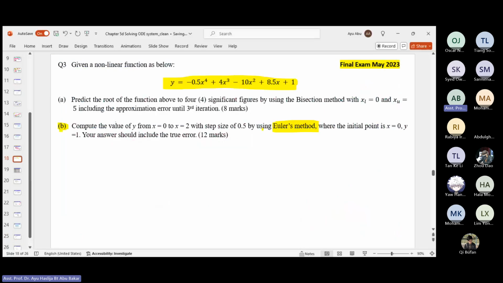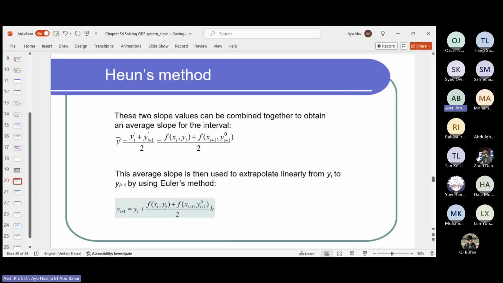Wait, I show you before we move to this. Here, two slope values can be combined together to obtain an average slope for the interval. Then this average slope is used to extrapolate linearly from yi to yi plus 1 by using Euler's method. So Heun's method uses two combined slopes to take the average. That's why you see over here, divide by 2.